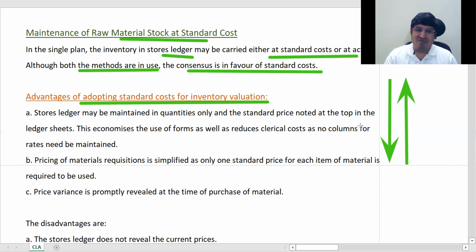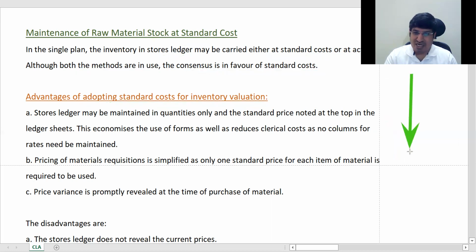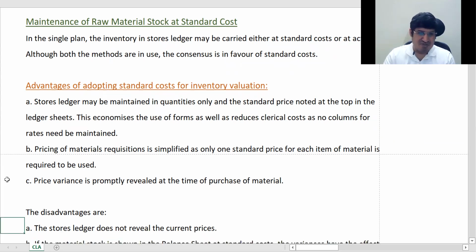And secondly, whenever you are purchasing new material from outside, you already have a standard here. So you will immediately come to know what the variance is. You don't have to wait for variance analysis. So these are the 3 advantages. I'll just show 3 small disadvantages, then we'll move to the problems.